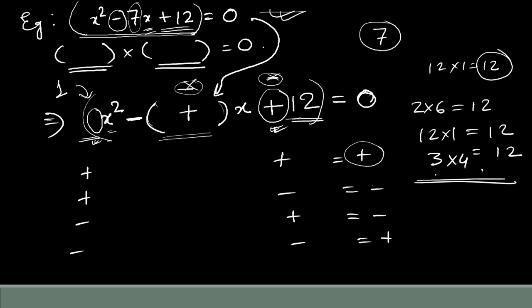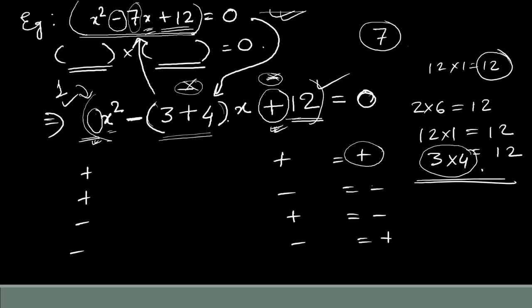This way 12, you can write 12, this 12 which you got from this 12 times coefficient of x square. But you see, when we write it as 3 times 4, then if I do 3 plus 4, we also get it back as 7.